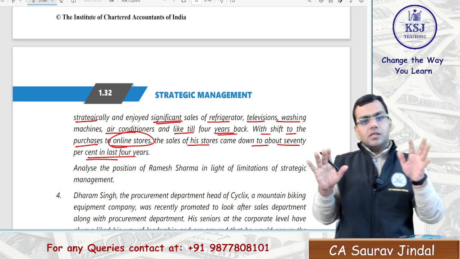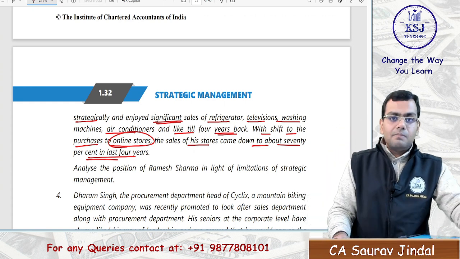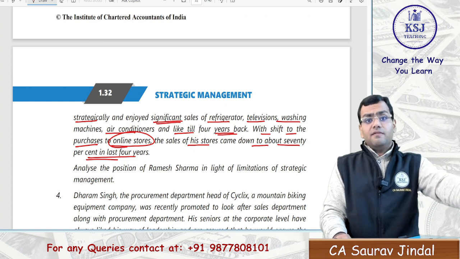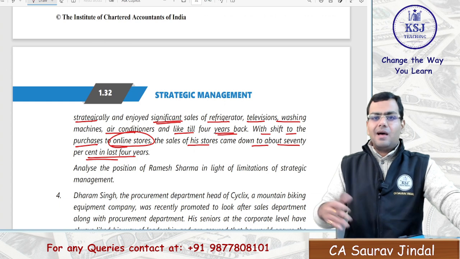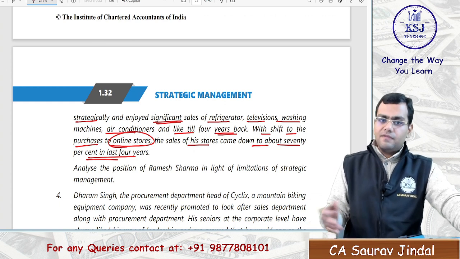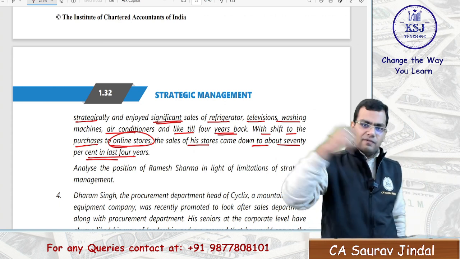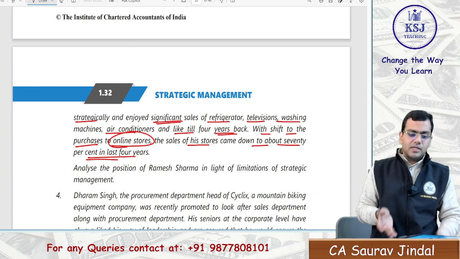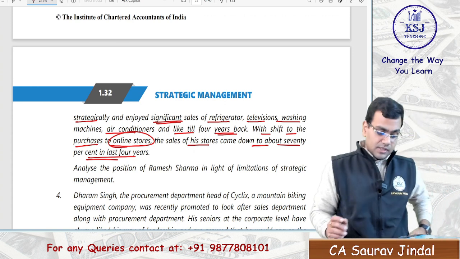He is following good strategies. He is moving ahead strategically, but still his stores are not gaining the sales which were there earlier. Why? Because people are now moving to online shopping. Amazon, Flipkart, a lot of things are there. People say we are happy, we will sit back at home, we will order from Amazon, it will come home, and we are getting discounts and all those things. So Mr. Ramesh has offline stores, he is not into the online business.